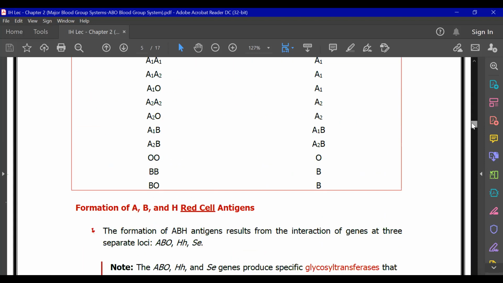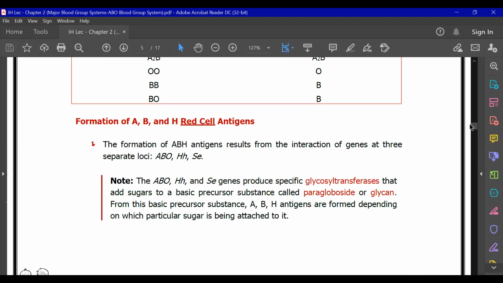So let's have now the formation of your A, B, and H red cell antigens. Let's talk about red cell antigens first. Susunod natin yung soluble antigens. Okay, so first, how are these A, B, and H red cell antigens formed? The formation of your ABH antigens, class, they result from the interaction of genes. As these three genes, we have your ABO genes, your HH genes, and your SE genes. Your SE gene, class, meaning secretor. Paki-note na lang dyan sa copies nyo.